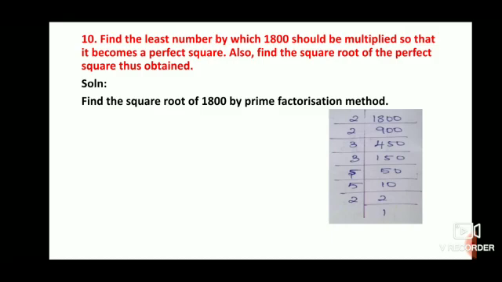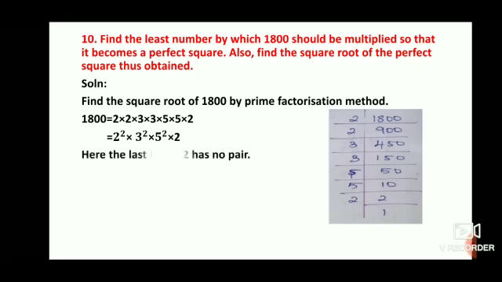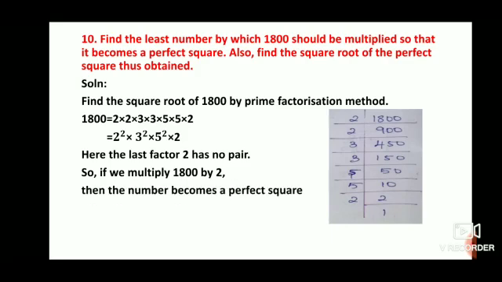First, we should take the prime factors of 1800. So 1800 is equal to 2 into 2 into 3 into 3 into 5 into 5 into 2. So 2 into 2, 2 squared, into 3 into 3, 3 squared, into 5 into 5, 5 squared. Remaining value into 2. Here the last factor 2 has no pair. So if we multiply 1800 by 2, then the number becomes a perfect square.